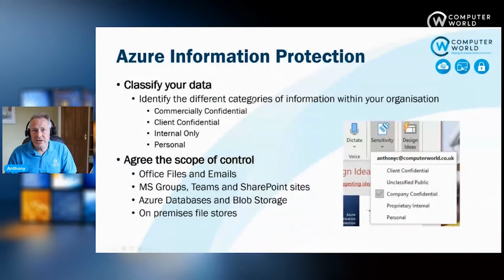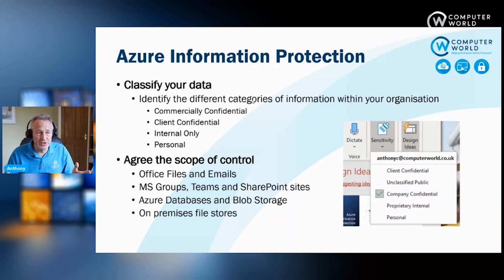So there's a number of steps that we need to go through when we set up Azure Information Protection within an organization. And a lot of these aren't technology steps. These are actually business steps. So the first thing we need to do is to classify the information within our organization. We need to break it into groups, the groups that we want to apply different levels of security and different levels of control over. So we need to look at an organization's data as a whole and decide which groups we're going to break it into.